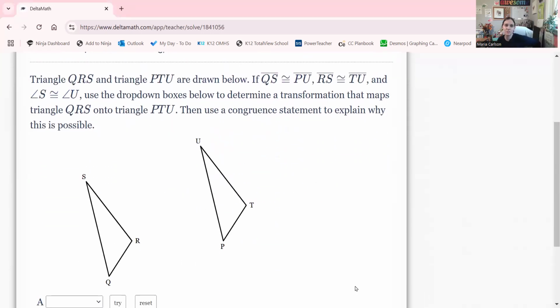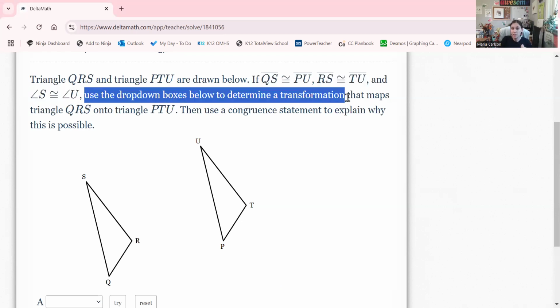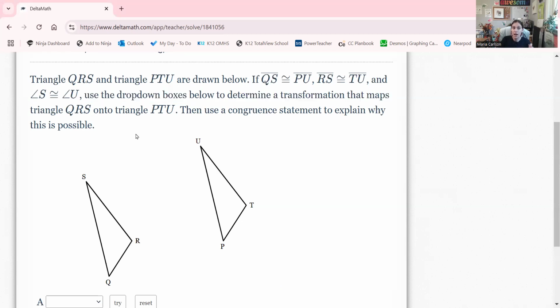Triangle QRS and triangle PTU are drawn below. If QS is congruent to PU, RS is congruent to TU, and angle S is congruent to angle U, use the drop-down boxes below to determine a transformation that maps triangle QRS onto triangle PTU. Then use a congruence statement to explain why.